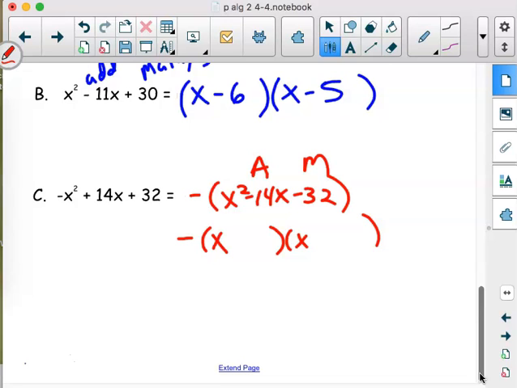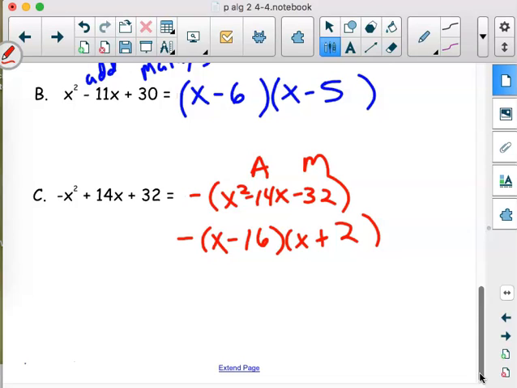Negative 16 and 2. There it is, because negative 16 plus 2 would give us negative 14. So that sign is going to be very important. Again, if you looked at 32 and said, wow, 4 and 8 came to me right away, oh, that's not going to give me 14 in the middle.